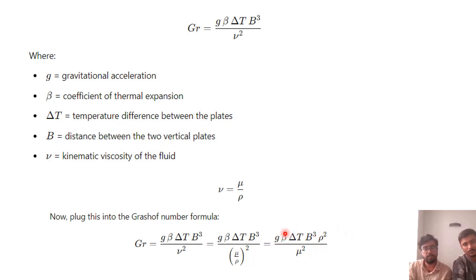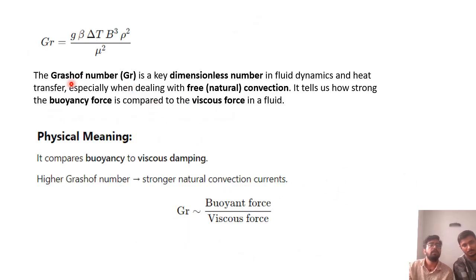Rho square into g is basically a measure of buoyancy force. Above is the buoyancy term and below is the viscosity term. Above we can say it is the buoyant force, and below is the viscous force or viscous dissipation. So this basically tells us the ratio of how much buoyancy is taking place compared to the viscosity. That is, it relates the nature of the fluid and how far the fluid will rise based on its viscosity. Now we will see the physical meaning.